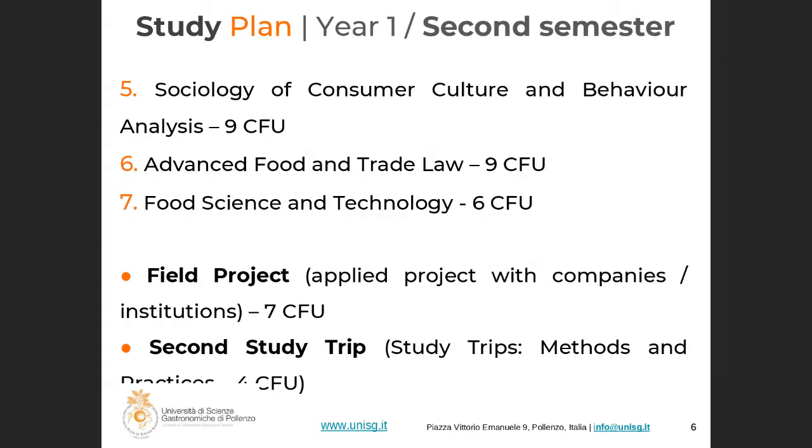Then in the second semester of the first year, there are 3 courses: Sociology of Consumer Culture and Behavior Analysis, Advanced Food and Trade Law, and Food Science and Technology. Probably you noticed that the courses in the second semester are fewer than in the first semester, but there's a precise reason for that. It is because the second semester is employed not only for courses but also for a fundamental activity that students have to carry out: the field project.